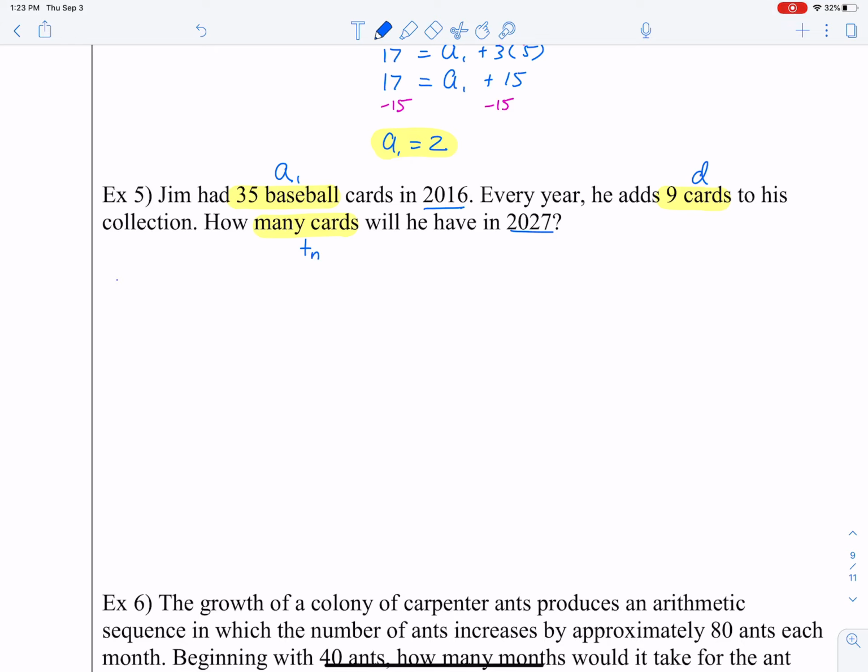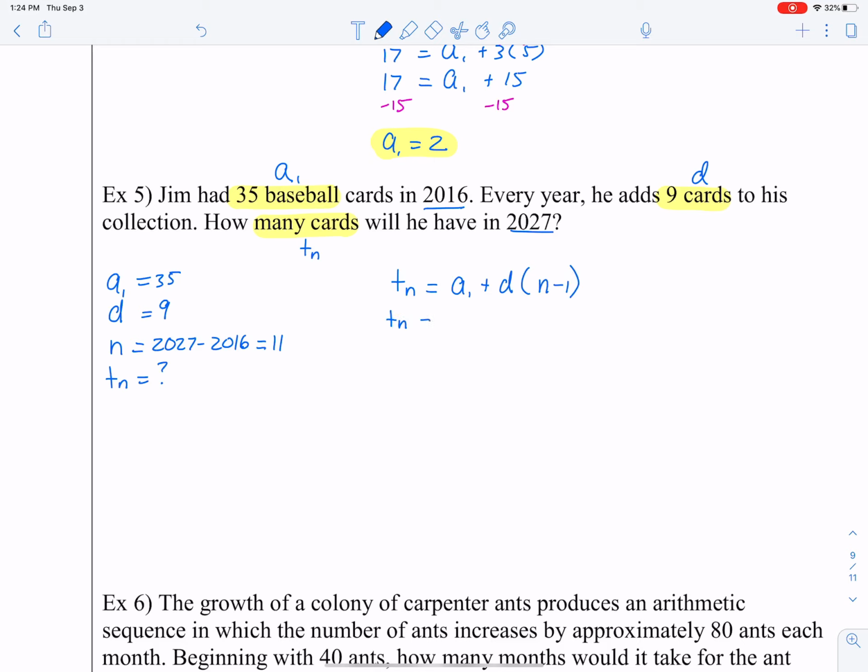So let's write this out. So we have A1 is equal to 35. We have D is equal to 9. And then we have an N value of 2027 minus 2016, which ends up being 11. And we want to know TN, and that's question mark. Okay, so we'll write out our formula. TN is equal to A1 plus D(N minus 1).